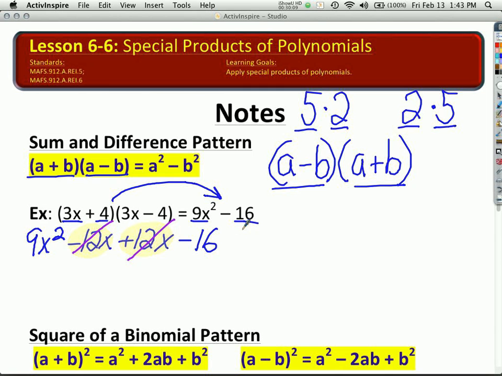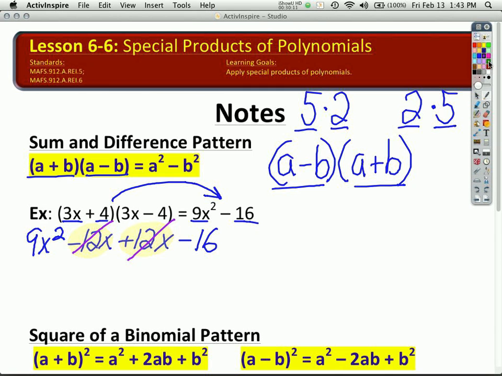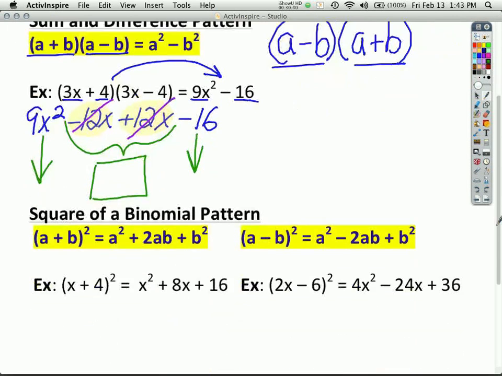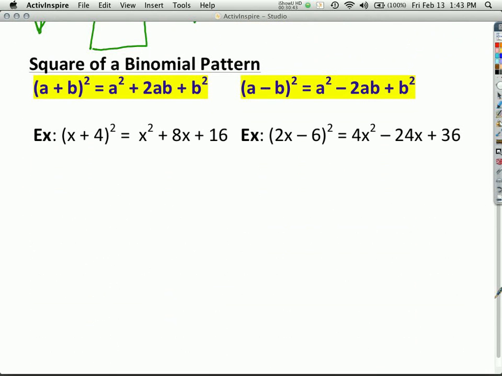Now, I want to point out something really important, is that when you do FOIL, this is supposed to add into a middle term. There's supposed to be the first term, it's supposed to be the last term, and then there's supposed to be a middle term. I'm going to say that phrase, Kaylee, over and over and over again. Middle term. Okay? But what we see is the middle term disappears. So no middle term when there's a sum and difference pattern. But now we have the second pattern that we discovered during the warm-up. It's called the square of a binomial.